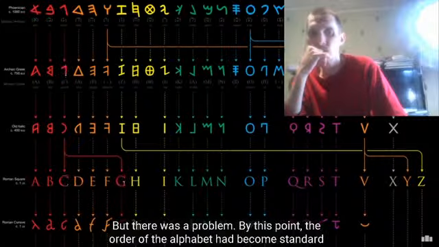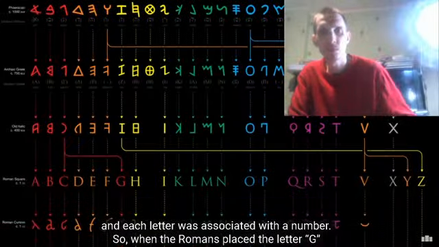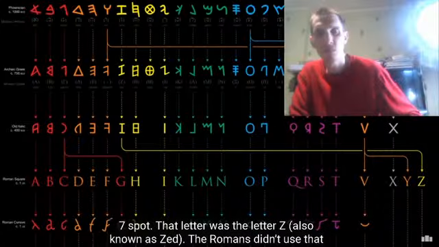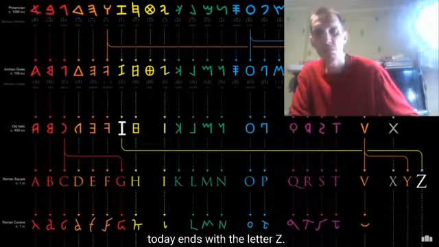By this point, the order of the alphabet had become standard, and each letter was associated with a number. So when the Romans placed the letter G in the number 7 spot, they had to move the letter that had previously been at the number 7 spot. That letter was the letter Z, also known as Zeta. The Romans didn't use that letter very much, so they simply moved it all the way to the end, which is why the alphabet today ends with the letter Z.